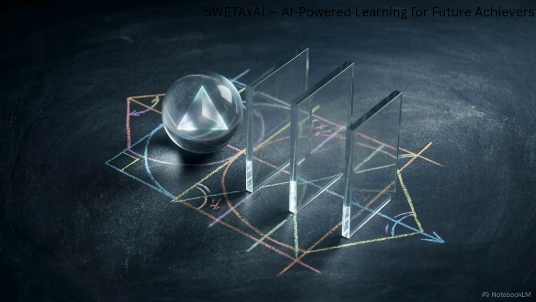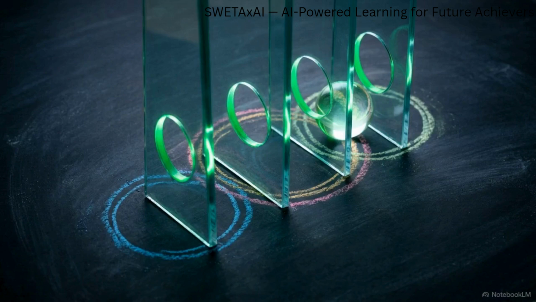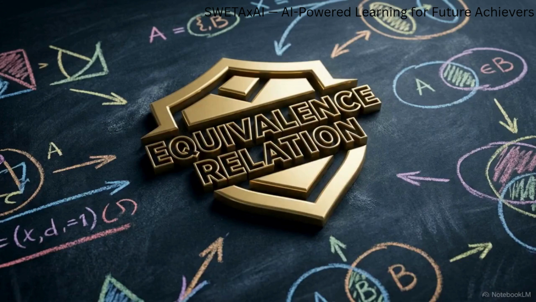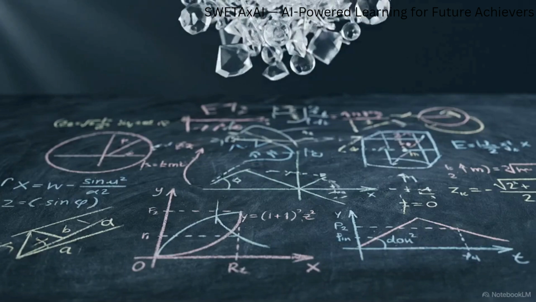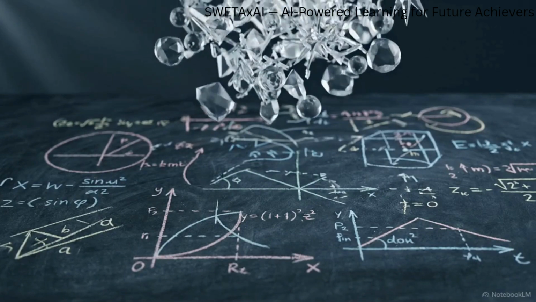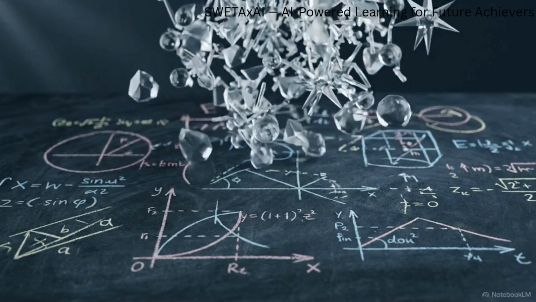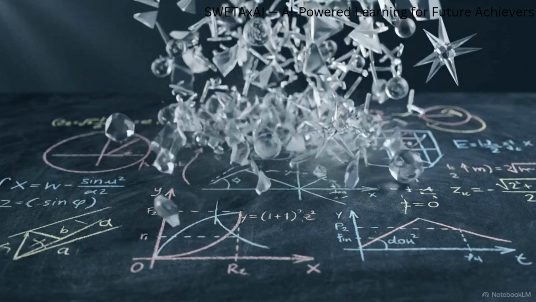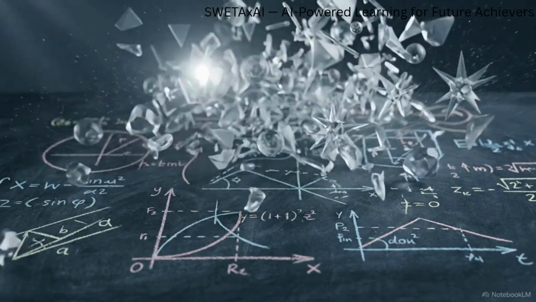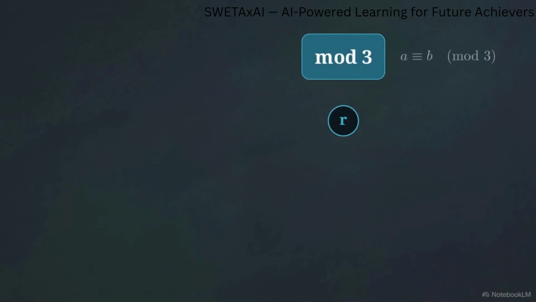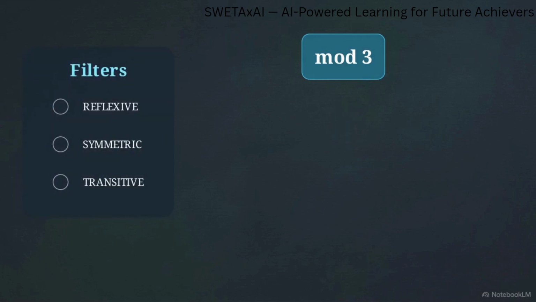So what happens when a relation survives all three of these architectural filters simultaneously? The relation graduates. It becomes an equivalence relation. See how powerful this is? We apply it to a classic scenario, congruence modulo 3, operating over the infinite, unstructured set of all integers. The rule for congruence modulo 3 states that two integers relate to each other if they leave the exact same remainder when divided by 3.